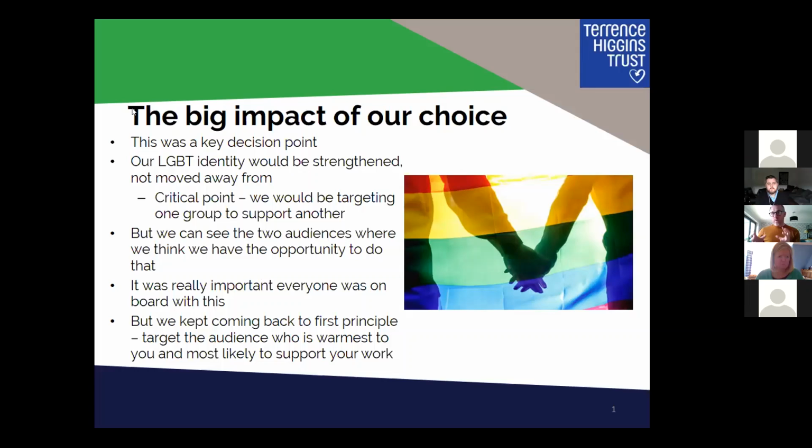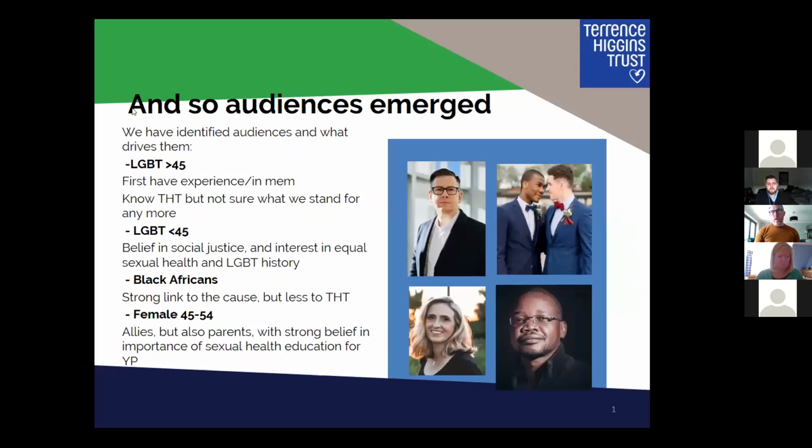And we also accepted that we might be going to the LGBT audiences and saying, we want you to help all people affected by HIV and AIDS. And they may not be LGBT, they may be heterosexual, they may be black, although obviously you have black LGBT people. So it's not just saying you're a group of people and we want you to only help people within your own community. And so these four audiences emerged.